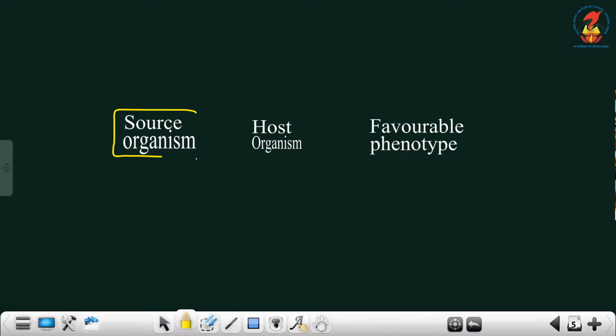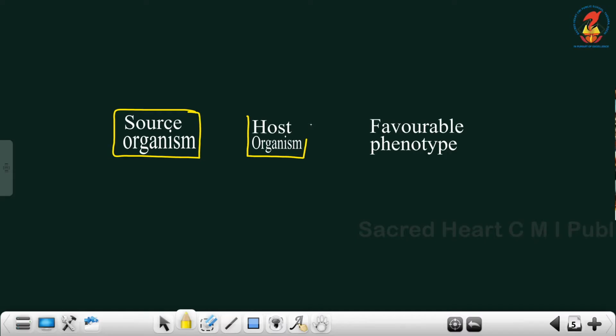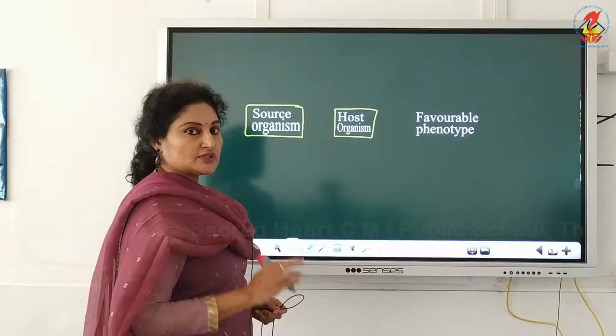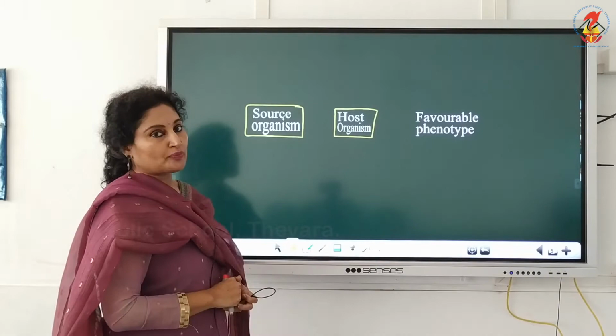Remember, there is a source organism which has the gene of interest. Also, there's the host organism into which we incorporate the gene of interest. So the two organisms involved are the source organism from which we derive the gene of interest and the host organism into whose genome we incorporate the gene of interest.